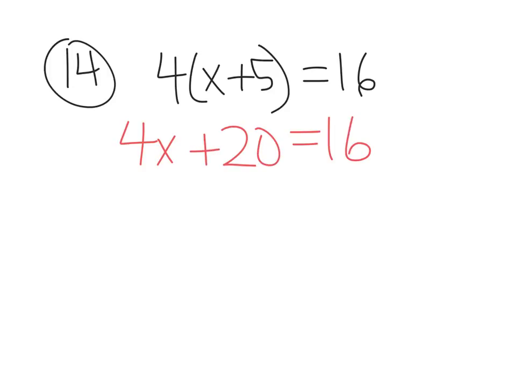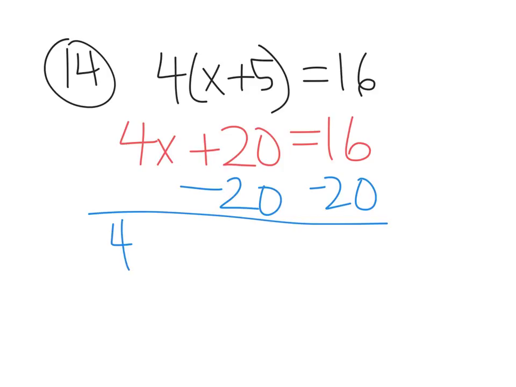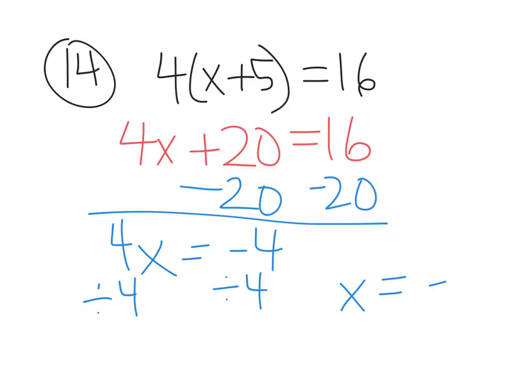Now it's just a two-step equation. Got to subtract 20 from both sides. Left with 4x is equal to negative 4. Divide both sides by 4. And left with x is equal to negative 1. If I plug that back into the equation up here, I'm going to see negative 1 plus 5, that's going to be 4. 4 times 4 is 16, so it's correct.